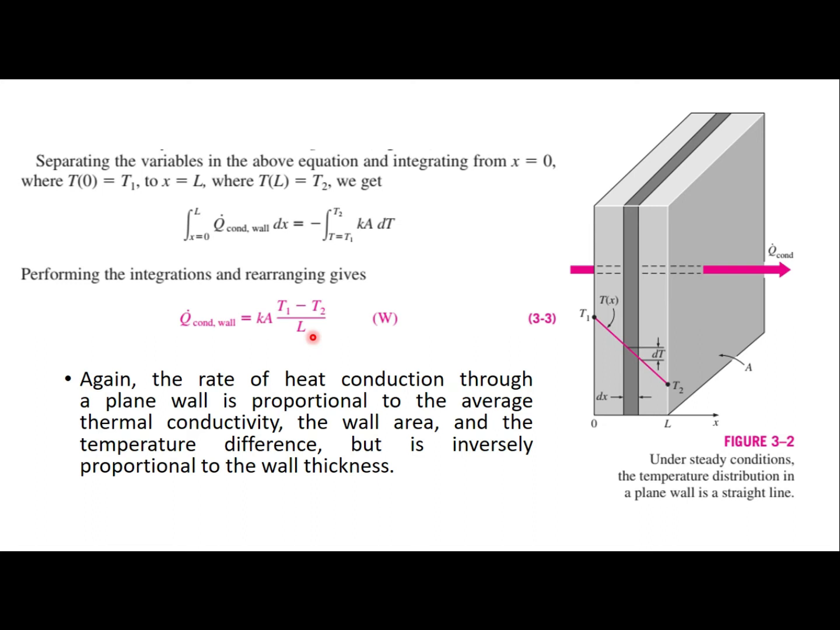The rate of heat conduction through a plane wall is proportional to the average thermal conductivity, the wall area, and the temperature difference. So the rate of heat conduction through a wall is directly proportional to three things: the thermal conductivity, the surface area, and the temperature difference, and inversely proportional to the thickness of the wall.